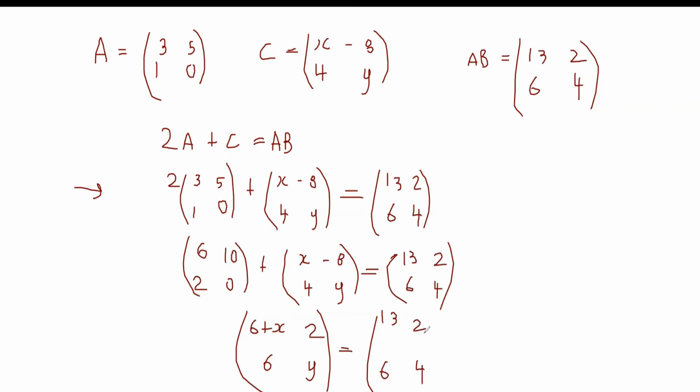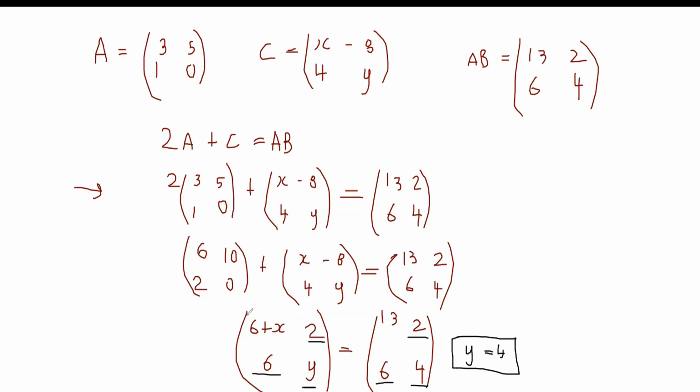All right, nice. Now it says we need to find y. Notice that the 2 is equal to the 2, and the 6 is equal to the 6. And so what do you need to do? This y right here is equal to this 4 right here. So what does that mean? What that means is y is equal to 4, because we can equate corresponding elements. So y is equal to 4.